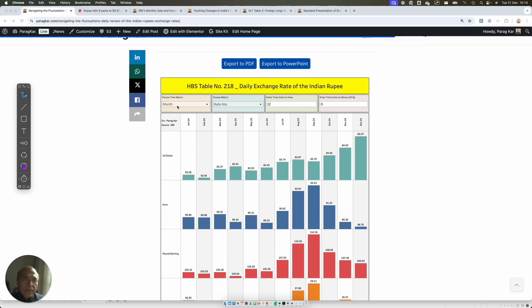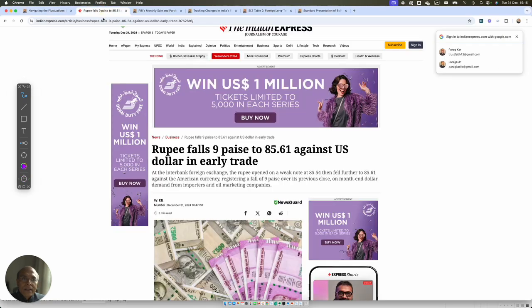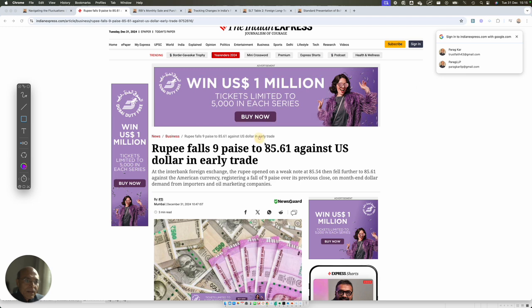Friends, we have recently seen a significant depreciation of the Indian rupee versus the US dollar. If you look at this table right in front of you, which is the HBS Table 218, which gives the daily exchange rate of the Indian rupee versus all major currencies, US dollar, euro, pound sterling and Japanese yen, you will find that the rupee depreciation has been very significant. It was 83.08 in January 2024, and then it has suddenly spiked up to 85.08. And the recent article which I saw today points to a value of 85.61.